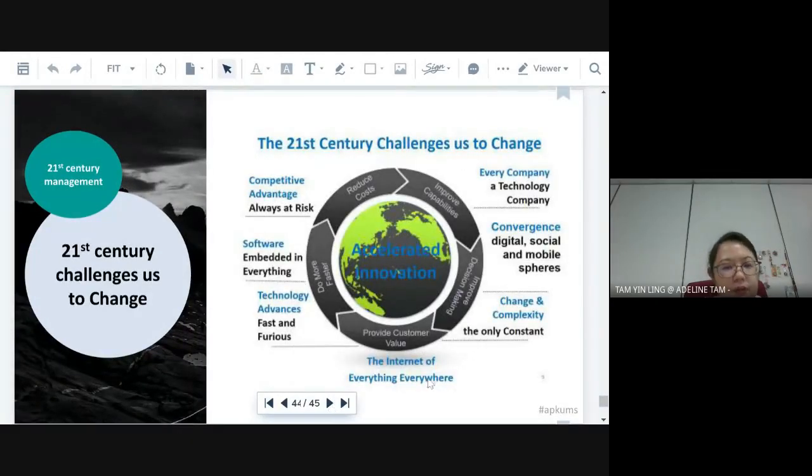Okay, so in the 21st century, we need to change. Okay, berubah. So if you remember from the years before until this year, we do a lot of changes. Sometimes it's the environment, and sometimes we are forced to change, but we still have to change.